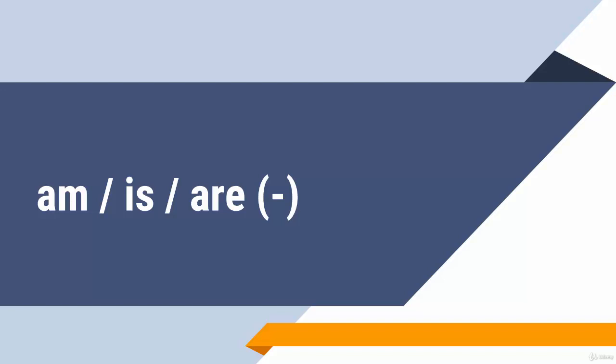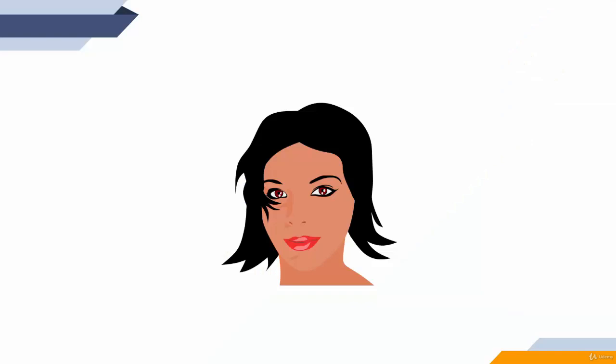So we already know the positive forms of the verb to be. But if you want to say a negative sentence, if you need the negative form, that's what we are going to study now. Again, the verb to be, this time the negative forms, or how to make a negative sentence. For example, hi, I'm not Max.